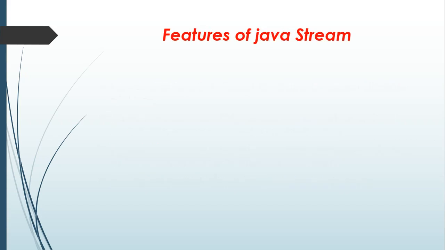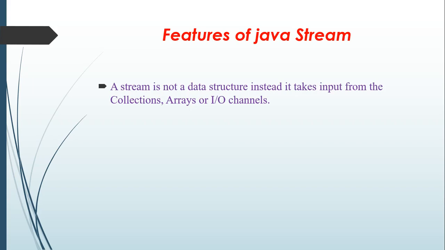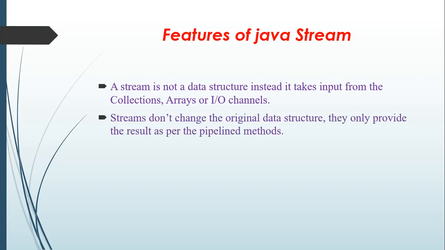Let's discuss the features of Java Stream. A stream is not a data structure. Instead, it takes input from collections, arrays or input-output channels. But still, it is not a data structure. Streams don't change the original data structure. They only provide the result as per the pipeline methods.